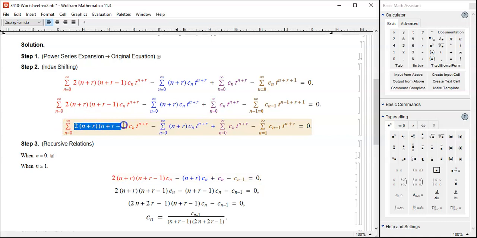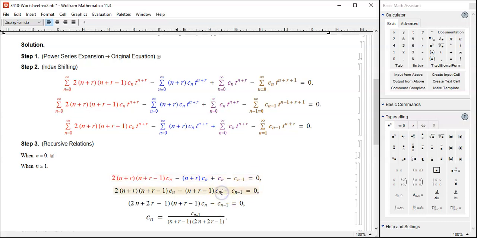The red series gives me this coefficient, and then the blue series gives me this coefficient. The purple series gives me this coefficient, and then the brown series gives me this coefficient, Cn minus 1. And putting everything together, we have this recursive equation. And what we need to do is solve for the higher of the two. I'm solving for Cn with respect to Cn minus 1. Let's go ahead and do that.